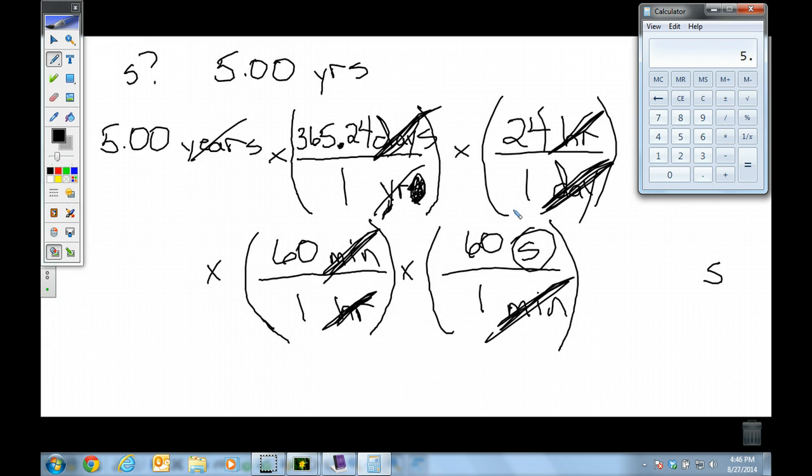And we are going to take 5, I'll punch it in even though it's just going to be 5, times 365.24 times 24 times 60 times 60 equals. That's the answer I get.